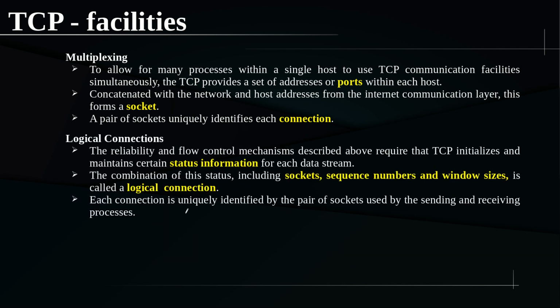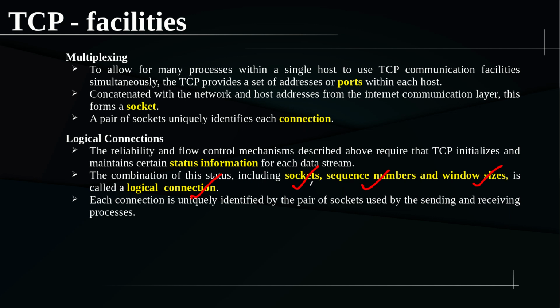And the logical connection, the reliability and flow control mechanism described above require that TCP initializes and maintains certain status information for each data stream. So a connection will be identified by a set of status information. It includes the socket details, something we already seen. In addition to that, the sequence number, the window size, the remaining window size of the receiver, and together it defines a logical connection, right? Because when we have this communication, we have to keep all those things.